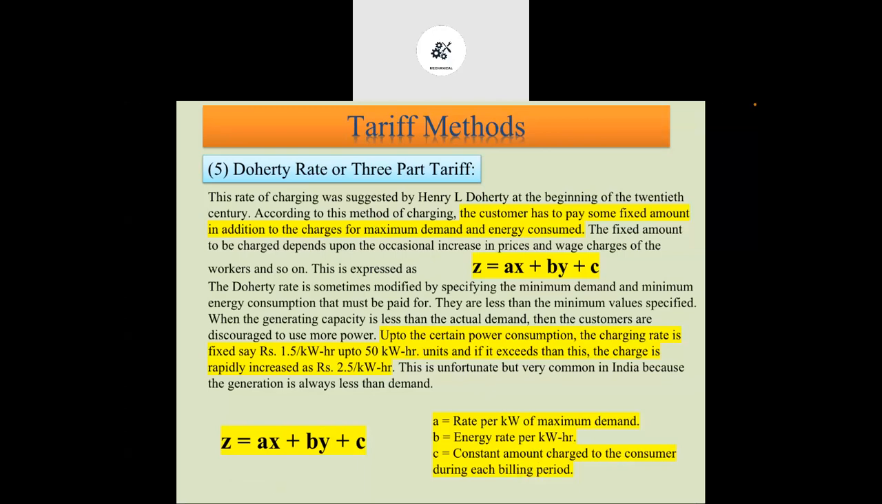This constant amount depends upon the cost required to provide the connection. Even if you don't use any electricity, any 0 units, there will be some cost related to the energy, because the energy must be delivered to your house. It will require some cost, right? So that particular cost will be considered as a constant amount.